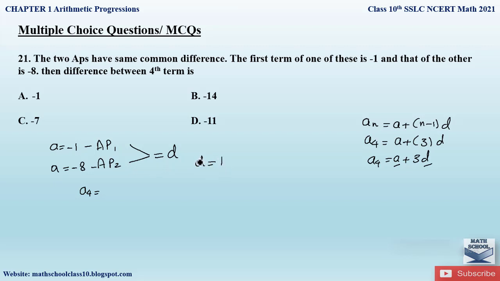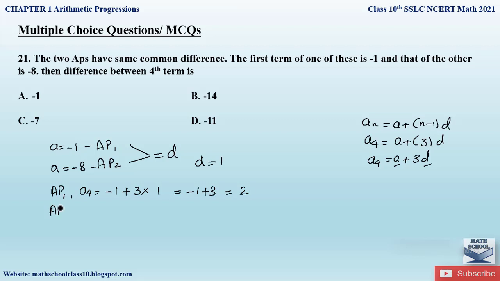Okay, so now using this d value, we will find out the fourth term in both the cases. In AP1, our fourth term will be a plus 3d. So a value here is minus 1, plus 3 into d, which is 1, right? So this will be minus 1 plus 3, or the fourth term will be equal to 2.